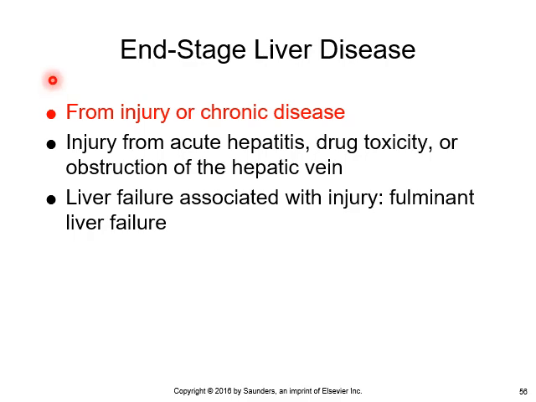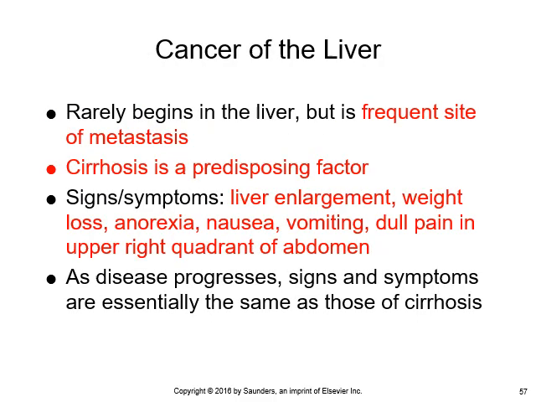A patient that has end-stage liver disease, maybe from injury or chronic disease, or could be from acute hepatitis, drug toxicity, or obstruction of the hepatic vein. Cancer of the liver rarely begins in the liver, but it is a frequent site of metastasis. Cirrhosis is a predisposing factor. And these are the signs and symptoms.